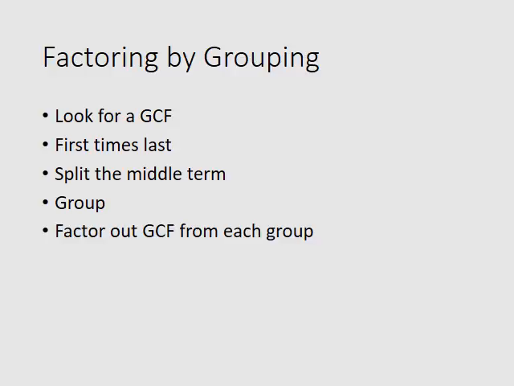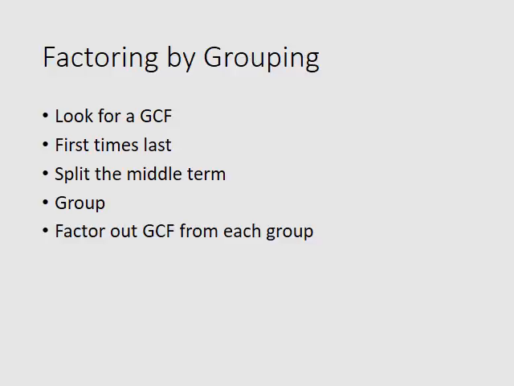Factoring by grouping consists of first looking for a greatest common factor, and no matter what kind of factoring you're doing, you always want to look for a greatest common factor first, because if you can factor that out, it's going to make your numbers smaller, make your factoring easier. Plus, it's going to ensure that it's completely factored and you have the right answer.